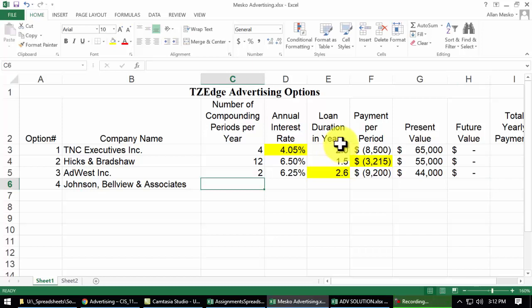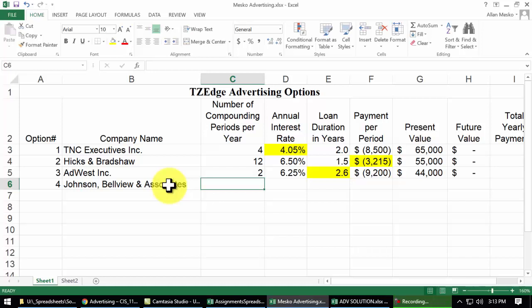Option 4 now says that Johnson, Bellevue and Associates has shown the marketing group an excellent campaign that will cost $1,500 a month for the next 3 years. This agency's payment terms are based on an annual interest rate of 5%. For this option, you need to calculate the initial value of this advertising campaign.